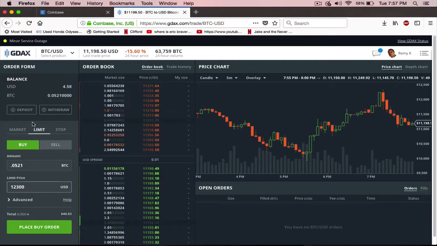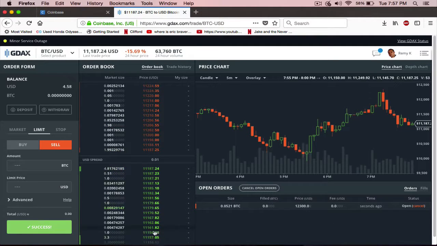So this is under buy order. I can't do that. So basically it's going to be the same thing. I'm selling my Bitcoin, so I just put limit order, sell the amount, the price I want to sell it at, and boom. And that's it. You'll see over here on the right, it's an open order, and if Bitcoin goes up to that price of $12,300, then GDAX will automatically sell this amount of Bitcoin. And the order comes up over here.